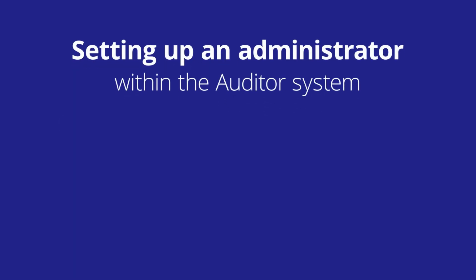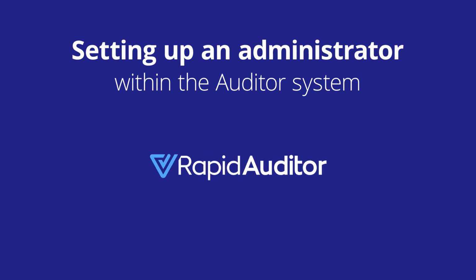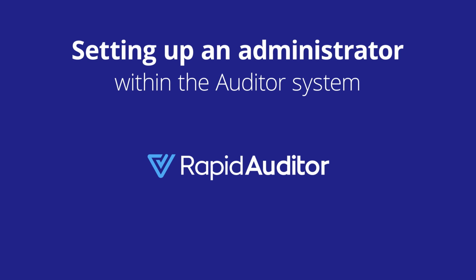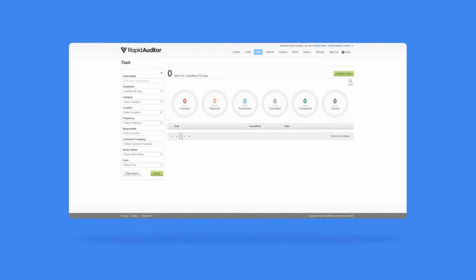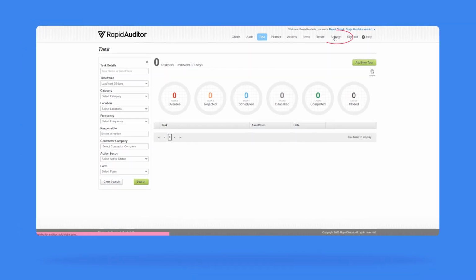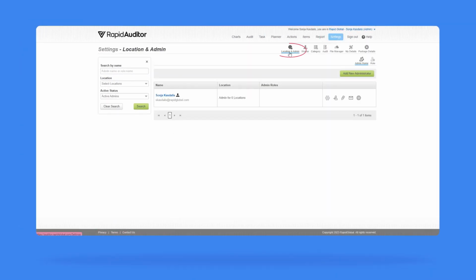Setting up an admin within your auditor system can be done easily through the admin homepage in Rapid Auditor. Today, I'm going to show you how easy it really is. To start, you can firstly navigate to your Settings tab, Location and Admin. You will see here the Admin Home and Location feature.